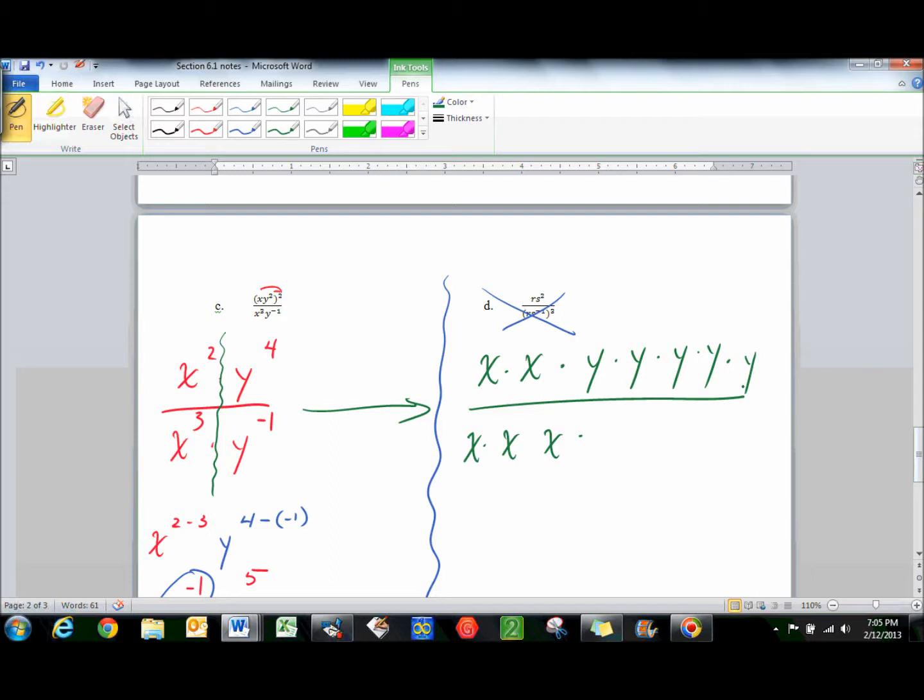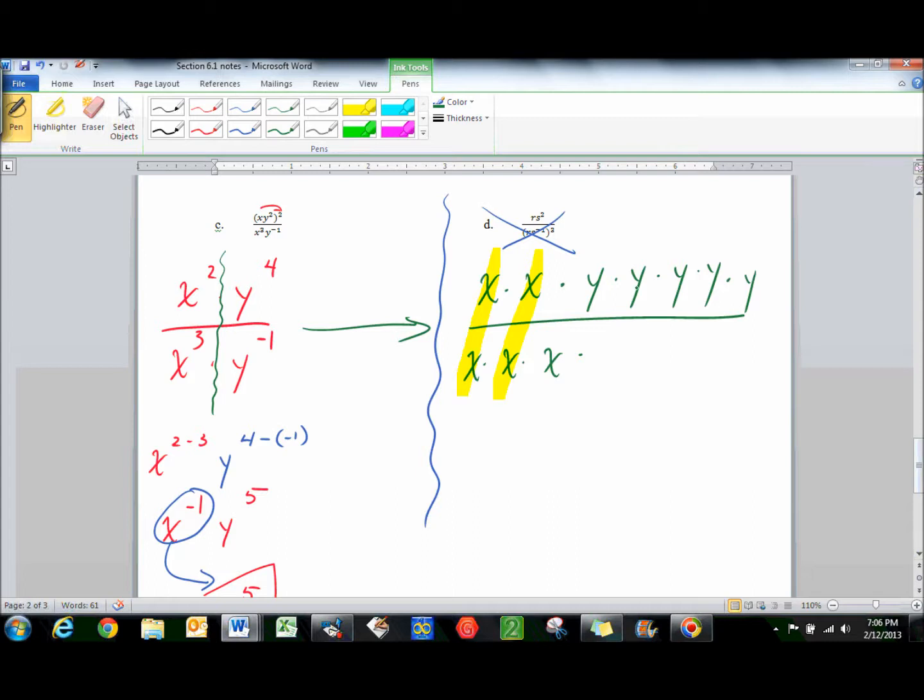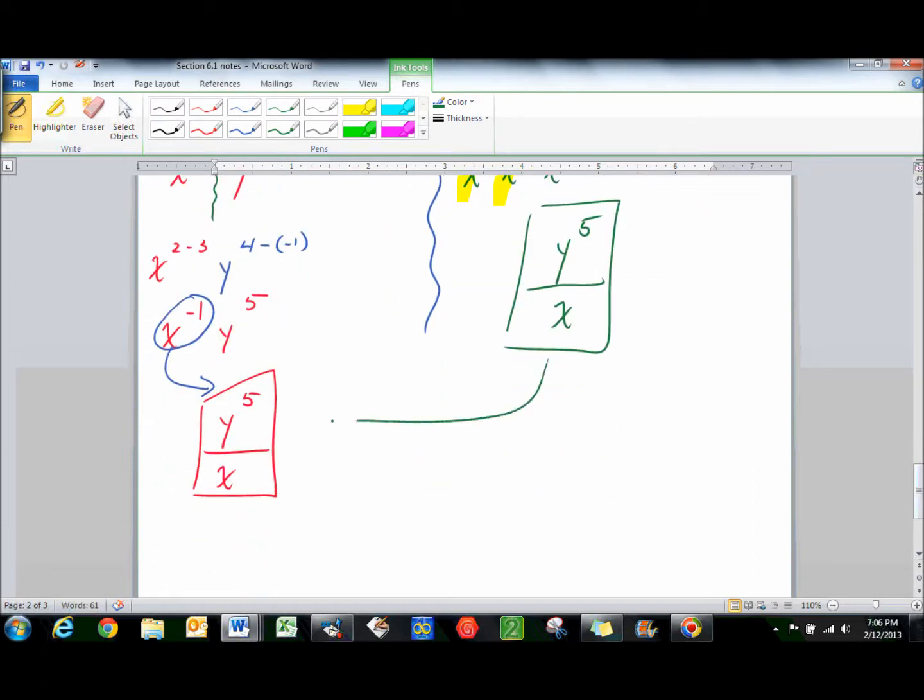Now, if we notice here, we recognize that like terms cancel out. So that cancels and that cancels. And then we can rewrite what we have here. So we have 1, 2, 3, 4, 5 y's on top, and we have 1 x left on bottom. And of course, that provides us the same answer we got using the properties.